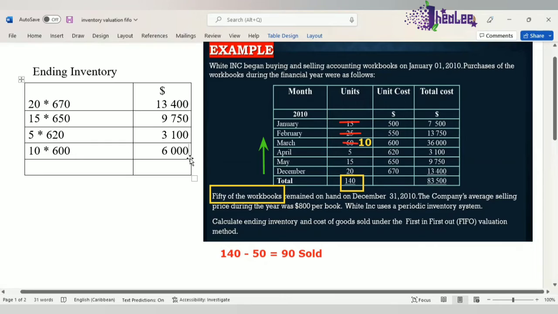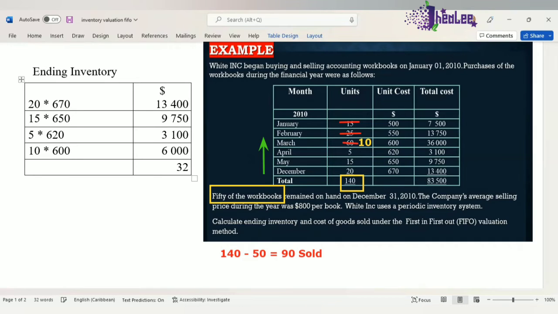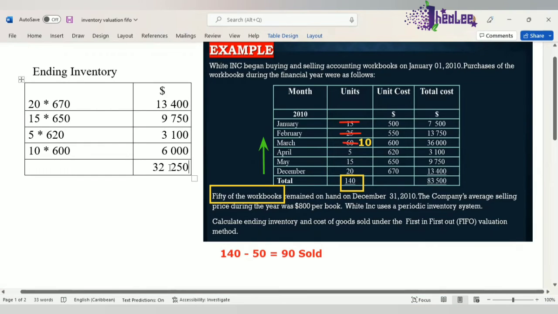That would give us a value of $6,000. And our final thing now, once we have the 50, so that is the 20 from December, the 15 from May, the 5 from April, and the 10 from March, we can now value the closing inventory. So we're going to add all the values, and that gives us a total of $32,250. That is $32,250 that we have as our ending inventory using the first in, first out method.